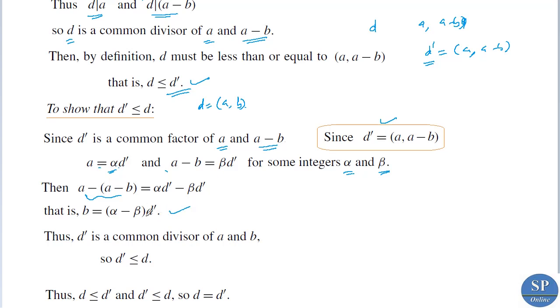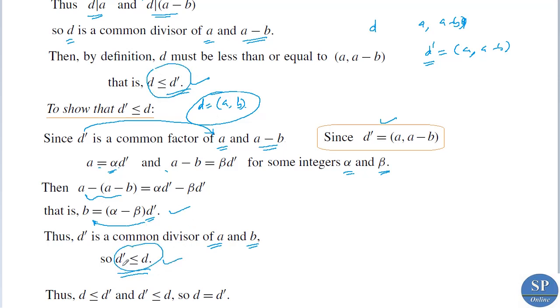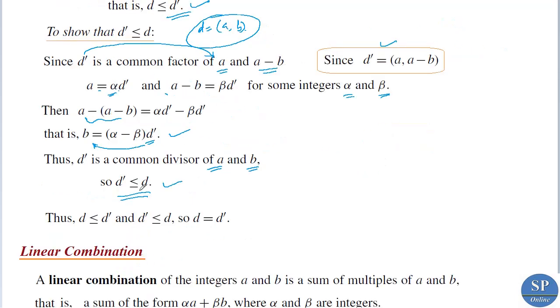That means D dash is a factor or common divisor of A and B, right? Because we already obtained that D dash is a common divisor of A, and from this we get D dash is a common divisor of B. So D dash is a common divisor of both A and B. Therefore, D dash should be less than or equal to D, because D is the greatest common divisor of A comma B, or GCD of A comma B. Therefore, by the definition of GCD, we have D dash should be less than or equal to D. So we obtain that D less than or equal to D dash and D dash less than or equal to D. Therefore, D equal to D dash.